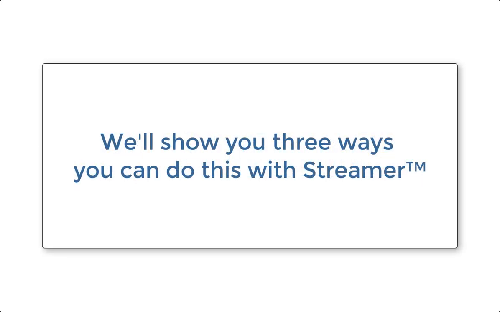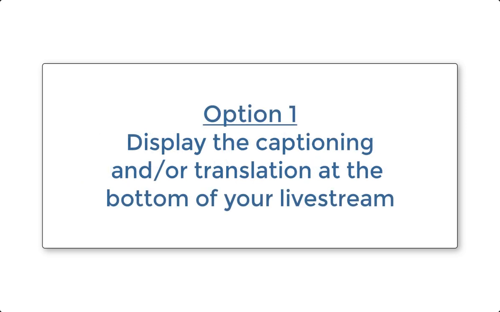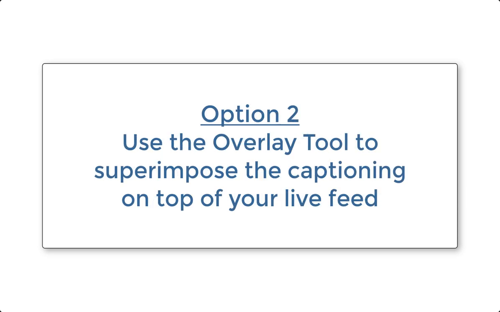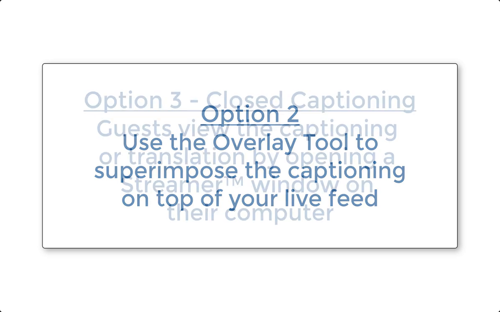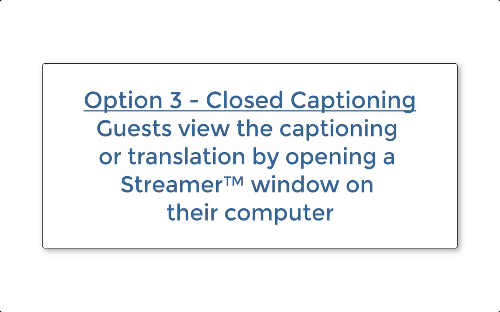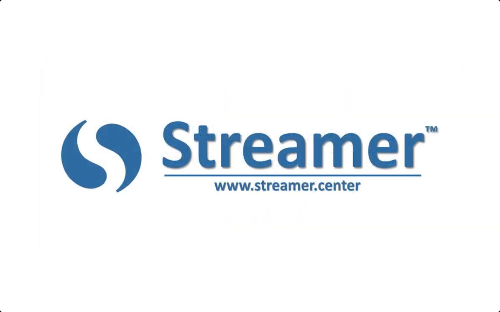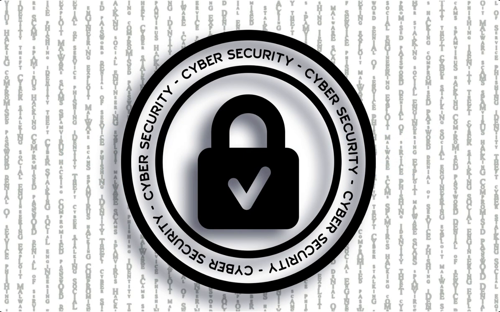In this video, I'll show you 3 ways you can use Streamer to do this. First, by showing the captioning underneath your live stream content. Then second, by using Streamer's overlay feature to have the captioning superimposed on top of your live stream feed. And third is running Streamer in the background and having the remote participants view the captioning by opening a Streamer window on their computer.